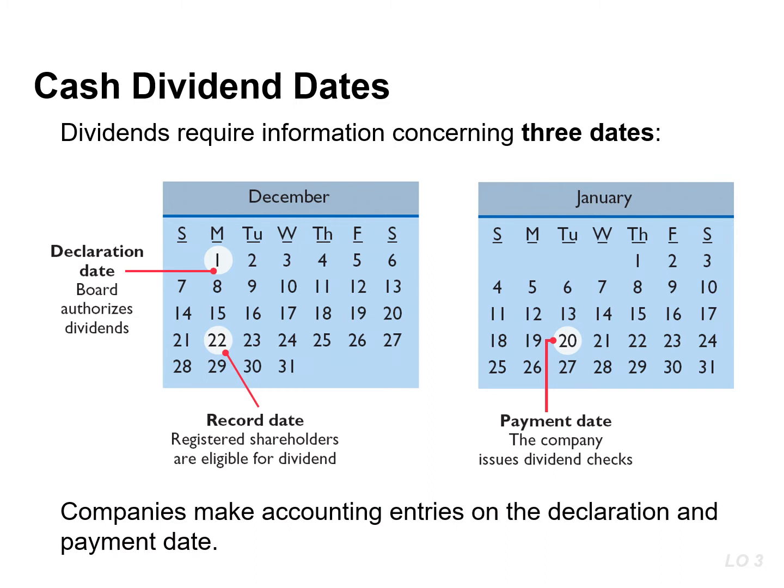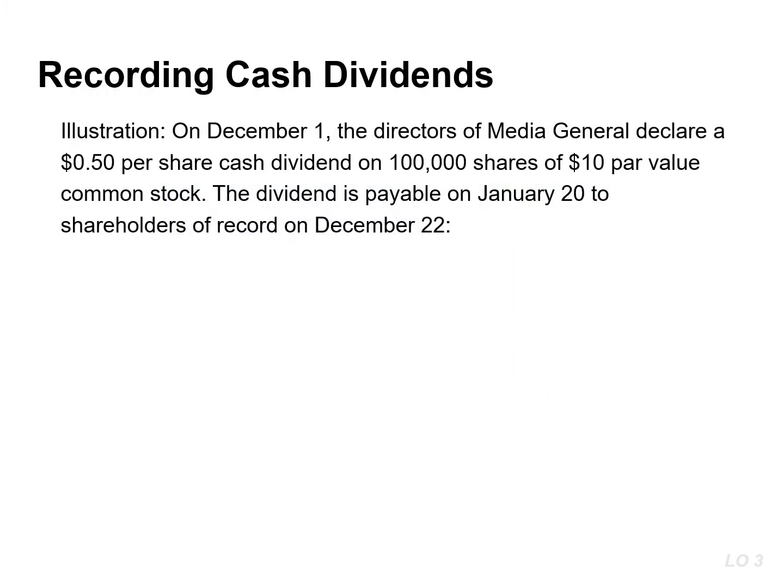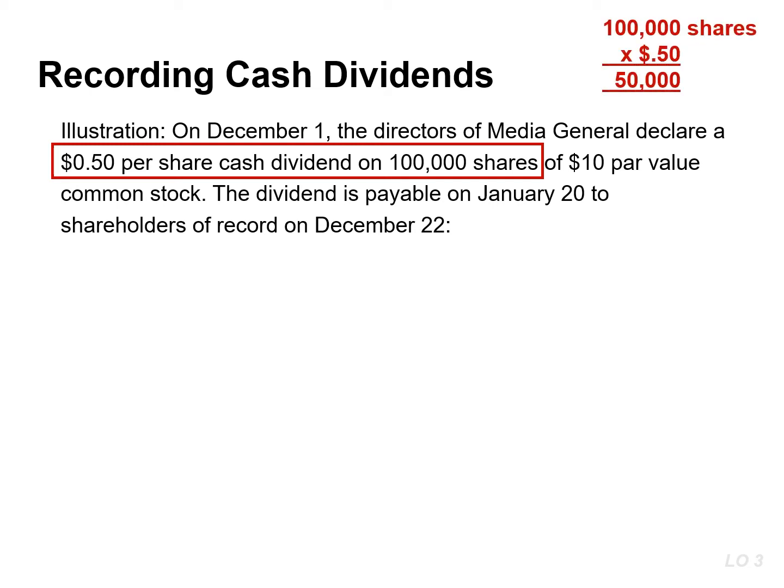Companies make accounting entries on the declaration and the payment date. No entry is required for the record date. To illustrate, let's assume that on December 1st, the directors of Media General declare a 50 cents per share cash dividend on 100,000 shares. The dividend is $50,000, and that is calculated by taking the 100,000 shares and multiplying that by 50 cents.